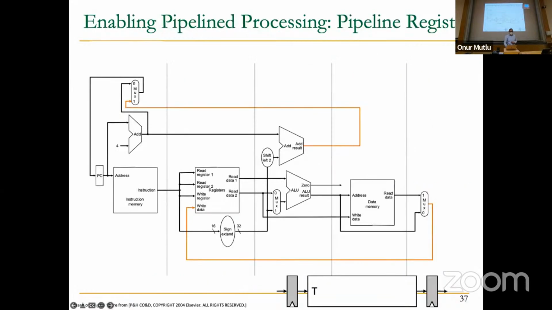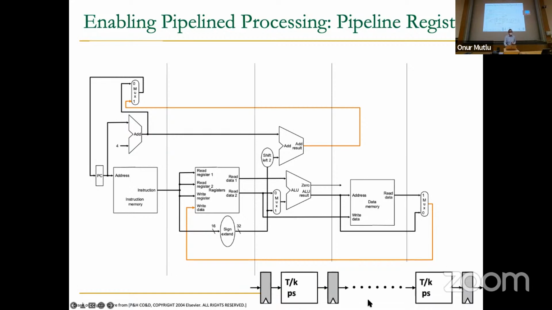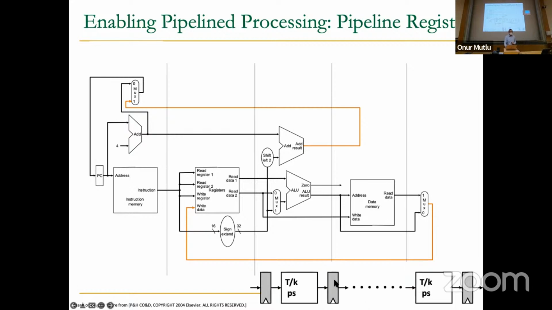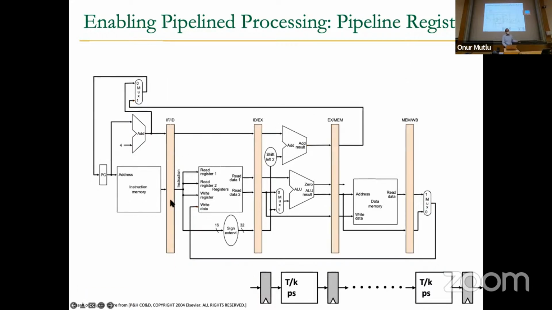Okay. So how do you enable this pipeline processing? We need to have pipeline registers, because you need to isolate the different instructions that are executing in different parts of the machine. So this is our single cycle machine, simple version. So we're going to add pipeline registers. And if you look at the bottom, we're going to divide this T into T over K as much as possible. 5 stages in this particular case. So these are the pipeline registers, basically.